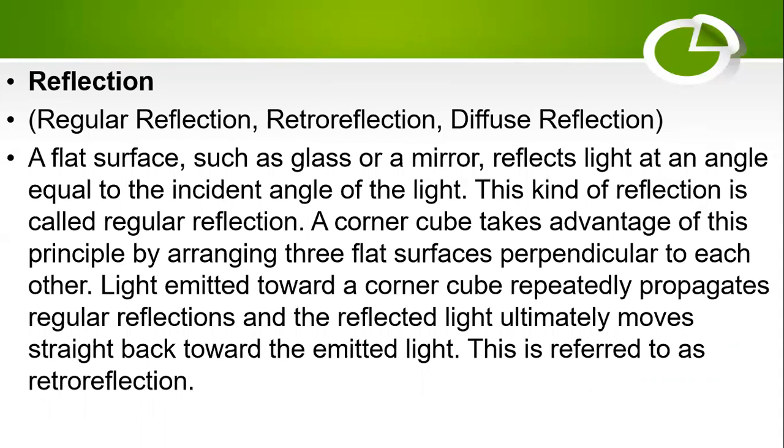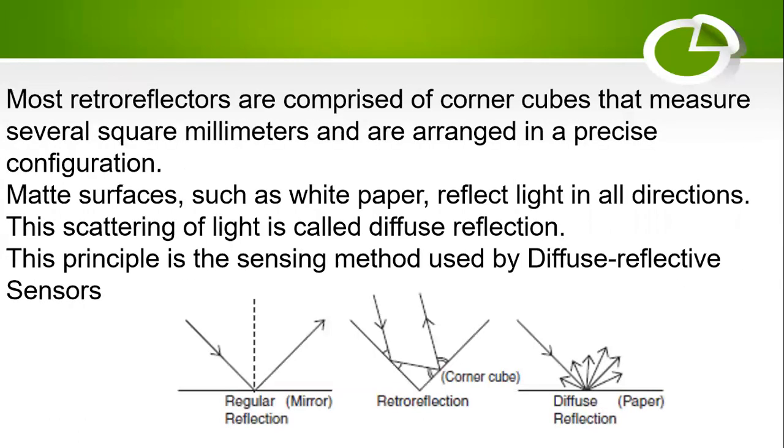A corner cube takes advantage of this principle by arranging three flat surfaces perpendicular to each other. The light emitted toward a corner cube repeatedly undergoes regular reflections, and the reflected light ultimately moves straight backward towards the emitted light. This is referred to as retroreflection. Most retroreflectors are comprised of corner cubes that measure several square millimeters and are arranged in a precise configuration.